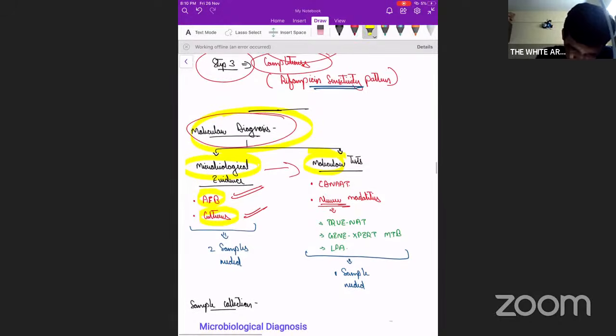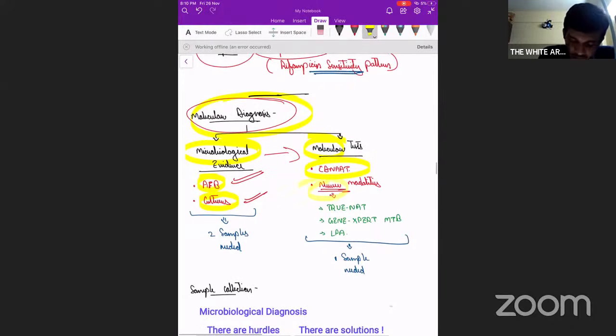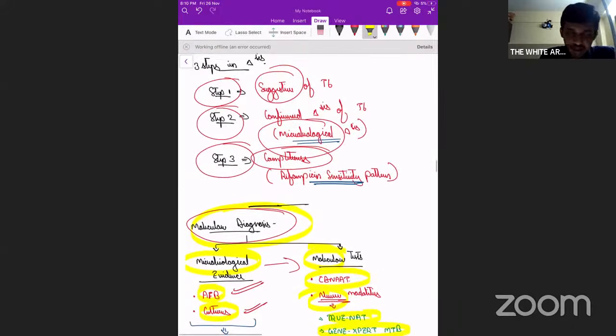So what are the molecular tests that are available? One is CBNAAT, that is cartridge-based nucleic acid amplification test. A few other newer modalities are coming up like TrueNat, GeneXpert for MTB, and Line Probe Assay. Now, what is the number of samples that is indicated presently for the diagnosis of tuberculosis? If we have to take a sputum sample, how many samples are needed?